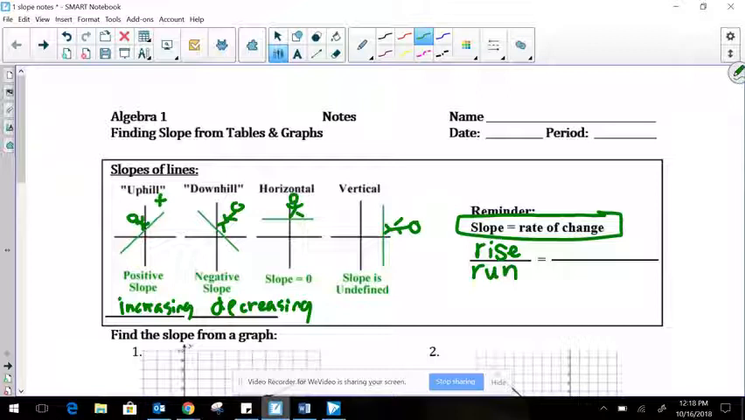So now in high school, we're also going to say it a different way. We're going to say, okay, rise, that's the same thing as the change in y over the change in x. This wording here is helpful for our table problems on the back side of these notes. So we'll get to those in just a minute.